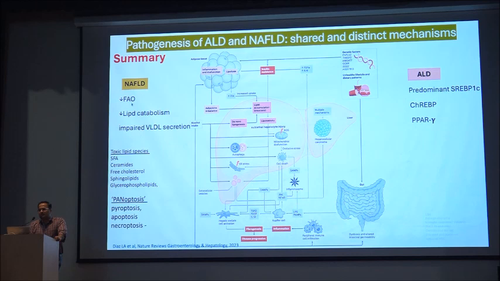Certain parameters like decrease in fatty acid oxidation, decrease in lipid catabolism, and impaired VLDL secretion are more common in NAFLD, and predominant SREBP or carbohydrate response element binding protein activity is more so with ALD. Currently they are using the term PANoptosis, including pyroptosis, apoptosis, necroptosis, and ferroptosis. All are active in both these fatty liver conditions, and especially certain toxic lipid species are increasingly seen in NAFLD.